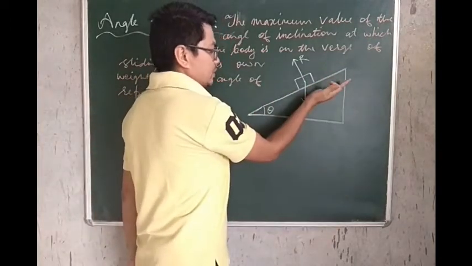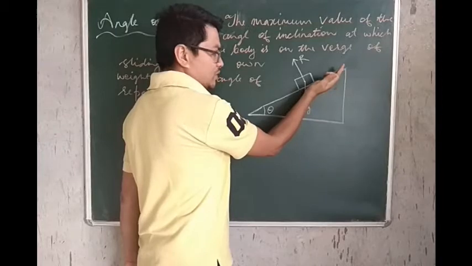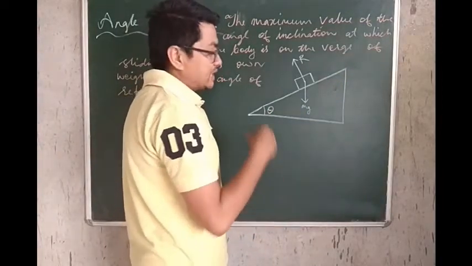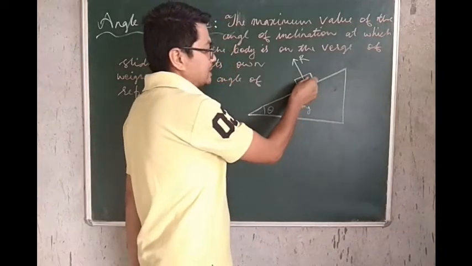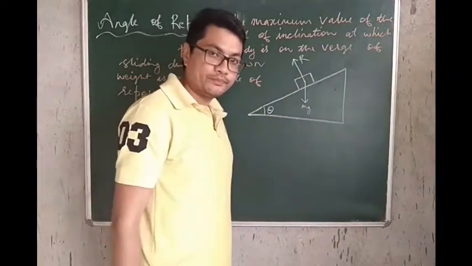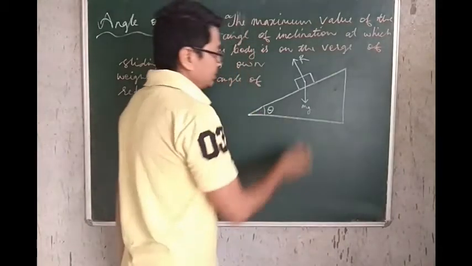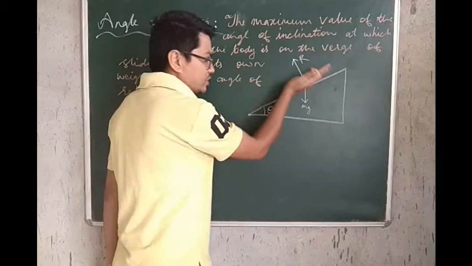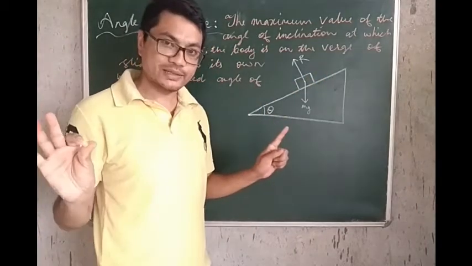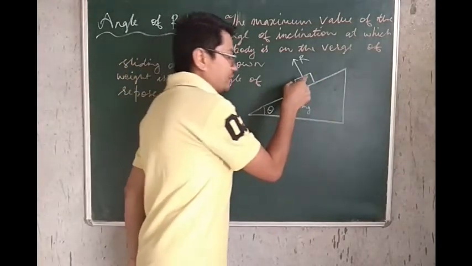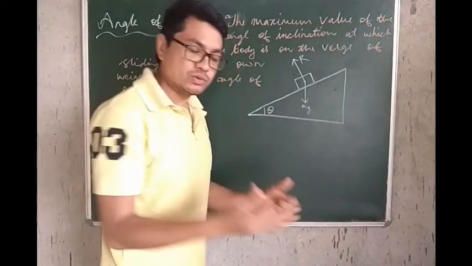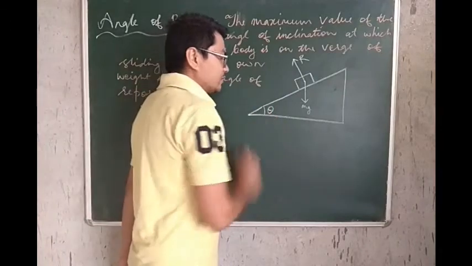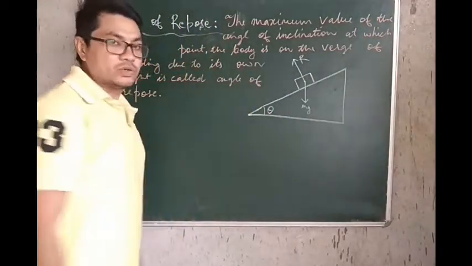Now what we do is we gradually, very gradually go on increasing the incline, that is the angle of inclination. Now there will come a point when the body will start sliding down on its own. So the value of the angle of inclination at which the body is not sliding but is on the verge of sliding down, just about to slide down the incline, that value of the angle of inclination is what is called the angle of repose.